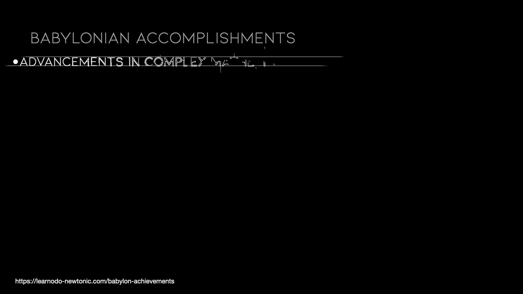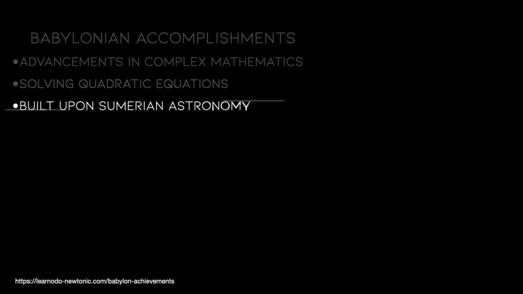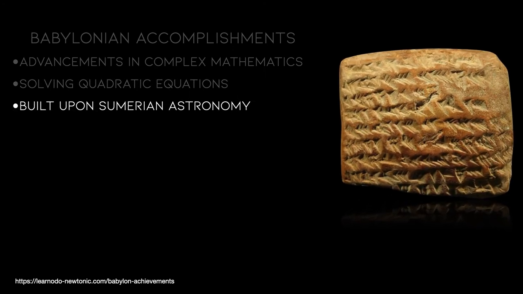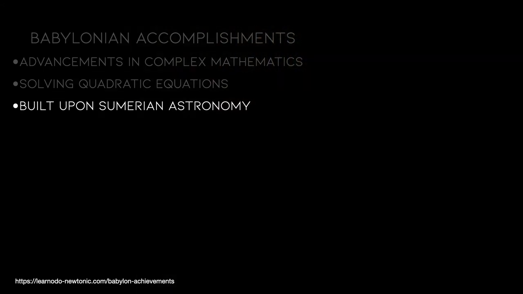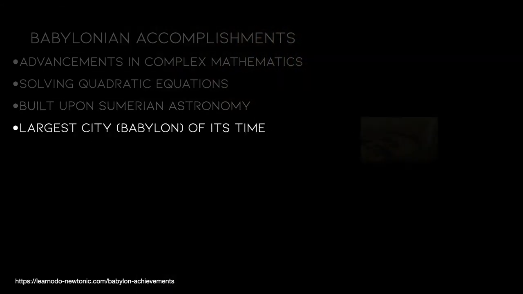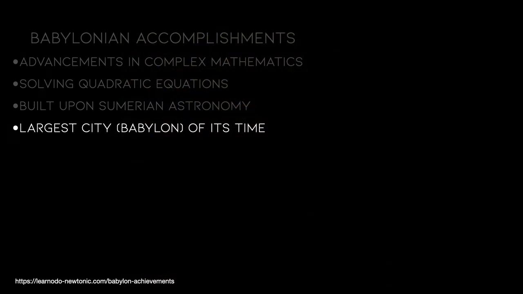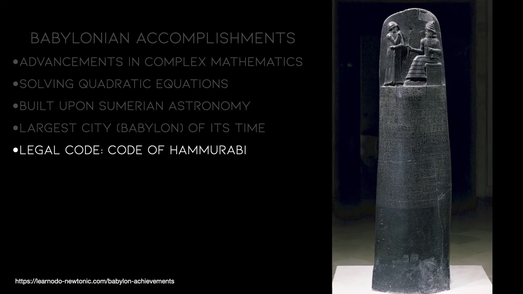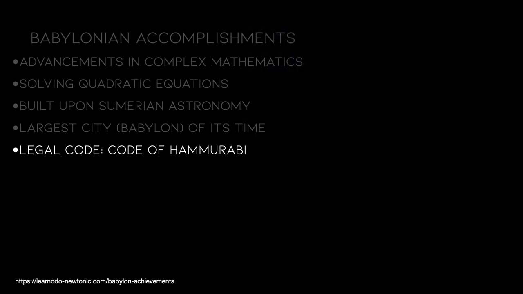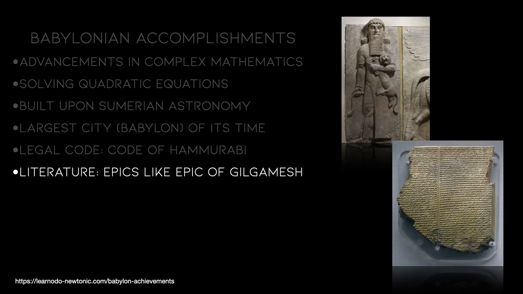They sort of piggyback on the advances of the Sumerians, and they're going to have advancements in complex math, solving the quadratic equation. They're going to build upon Sumerian astronomy. They're going to build the largest city of the time, Babylon. You can see a picture of what artists believe it looked like, or historians and archaeologists. They're going to develop a legal code. Again, here's the code of Hammurabi, which is world famous. They're going to develop literature, like, again, the Epic of Gilgamesh.